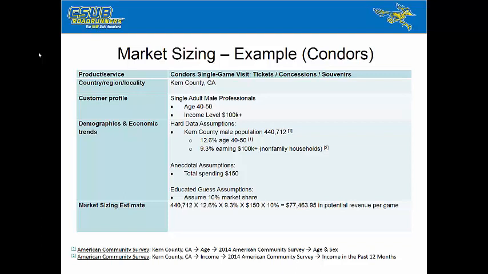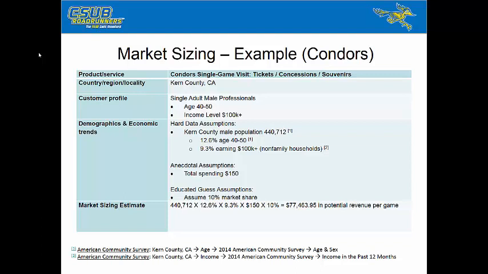For the youth sports, it could be a particular sport. But anyway, you're going to designate what the product or service is here at the top. Then you're going to designate what geographic area you're focusing on. That'll be either Bakersfield, Kern County, the state of California, or the entire nation.